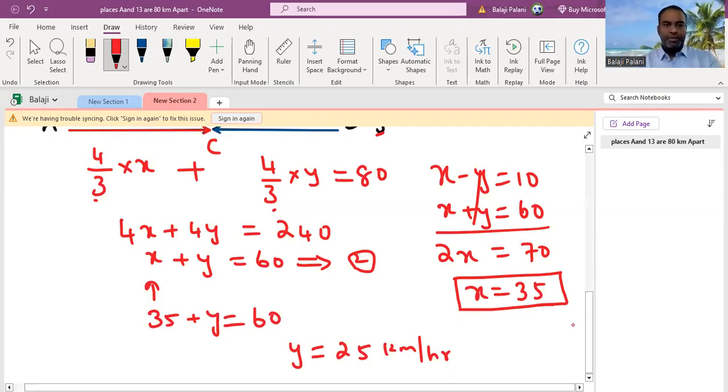So this is a bit of a physics based question. Relating speed, distance, time, we are making the equations with the available data that the distance between both places or the cars is 80 kilometers. Okay, so practice this well. This is a very important question.